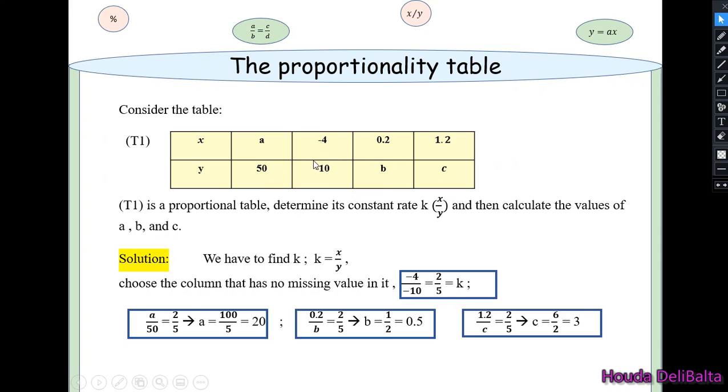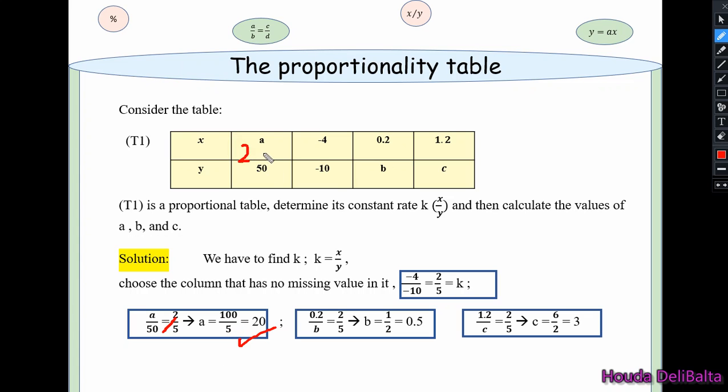Then A over 50 is equal to -4 over -10 is equal to 0.2 over B is equal to 1.2 over C, and all of them are equal to K, which is 2 over 5. So A over 50 is equal to 2 over 5. Now all I have to do is cross multiply, then A equals 2 times 50, and we divide by the number facing A, which is 5. So 100 divided by 5, A is 20.